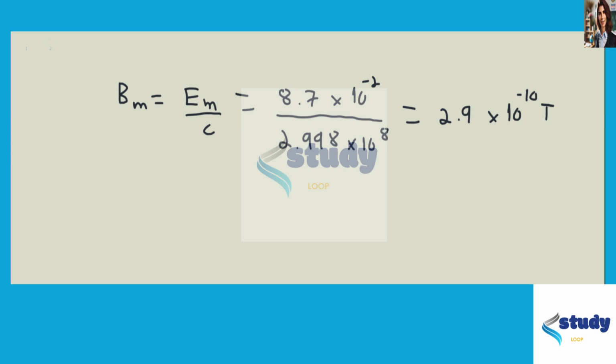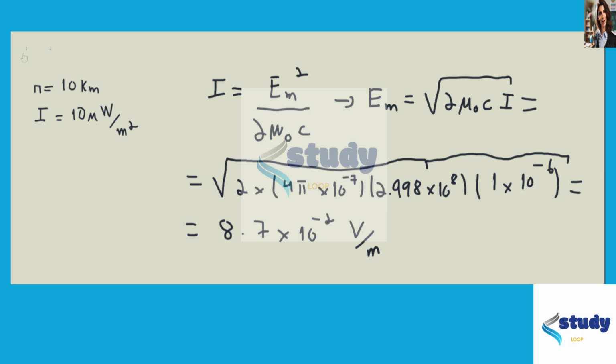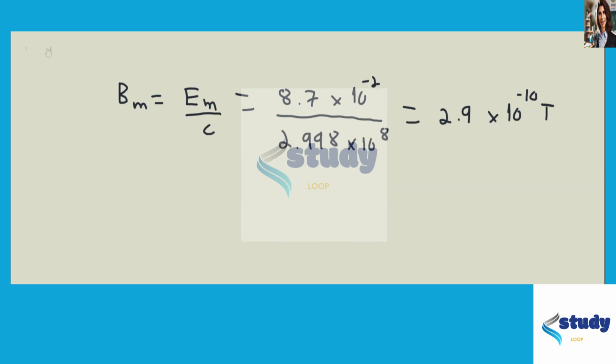The last part, they want to know what is the transmission power, assuming that the transmitter radiates uniformly. So because we know the distance, that is 10 kilometers, and the intensity at that 10 kilometers, we can just write that power is 2 pi r squared times intensity.